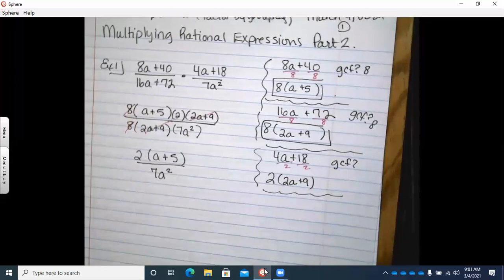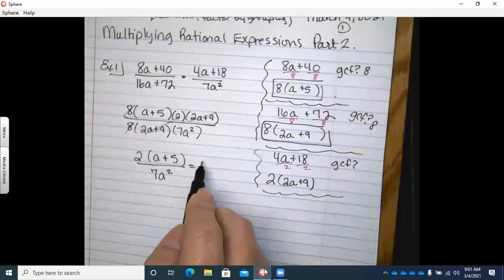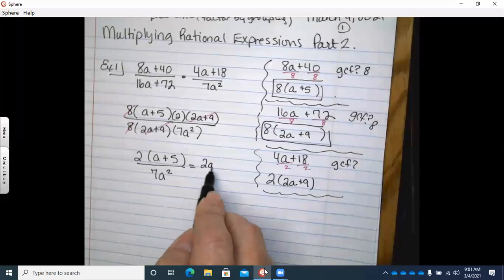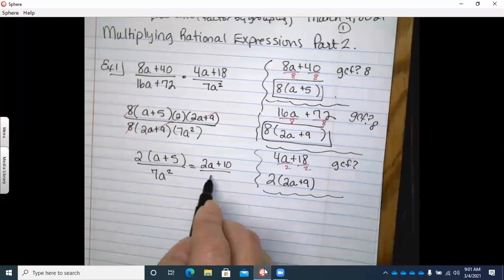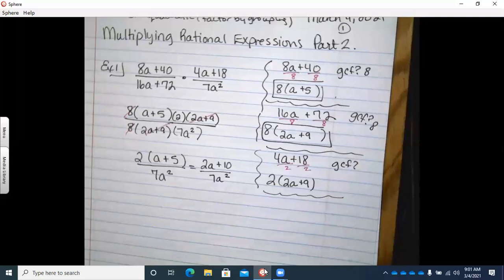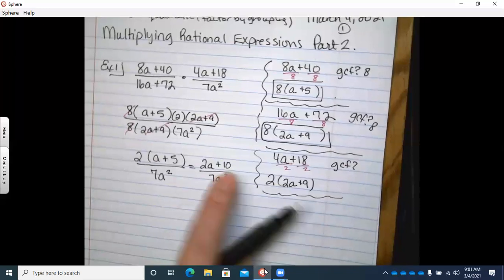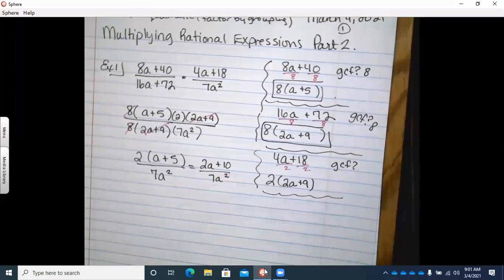Sometimes you'll see it left like that. Double check, is there anything that can reduce? Because if I might have gotten to reduce something, then I would see it here. But if not, I can leave it like that, or I can distribute that 2 to get 2a plus 10 divided by 7a squared. Can I reduce those a's? Nope, still no, because 2a plus 10 is two terms that go together. 2a plus 10 only reduces with 2a plus 10.